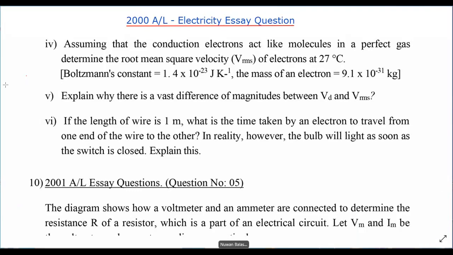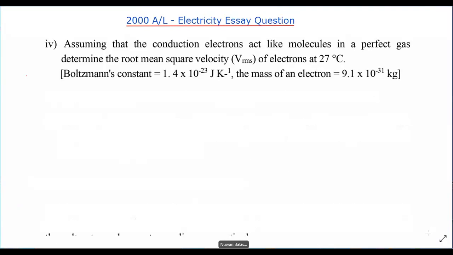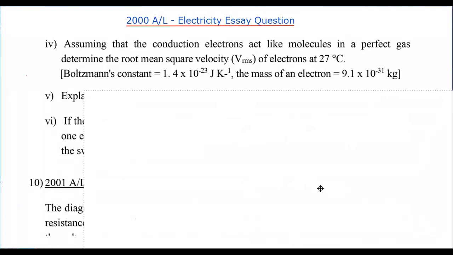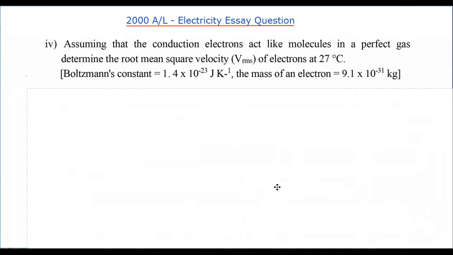Assuming that the conduction electrons act like molecules in a perfect gas, determine the root mean square velocity of electrons at 27 degrees Celsius. Boltzmann constant equals 1.4 into 10 to the power minus 23. The mass of an electron is 9.1 into 10 to the power minus 31 kilogram.